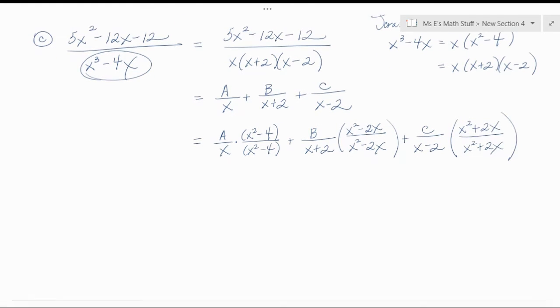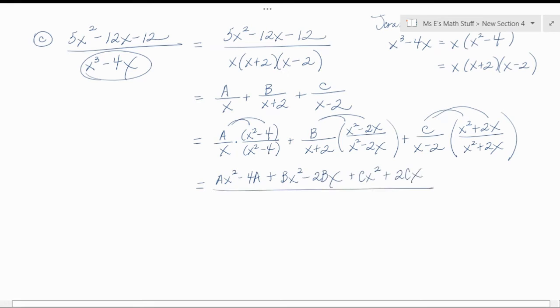Like so. Okay, and then from there, we're just going to follow our algebra notes, distributing: Ax squared minus 4A, plus Bx squared minus 2Bx, plus Cx squared plus 2Cx, over the new denominator, which would be what it was to start out with. You could write it however you want, I guess. I'll just write x times x plus 2 times x minus 2. There we go. Okay. Bring down your original fraction.